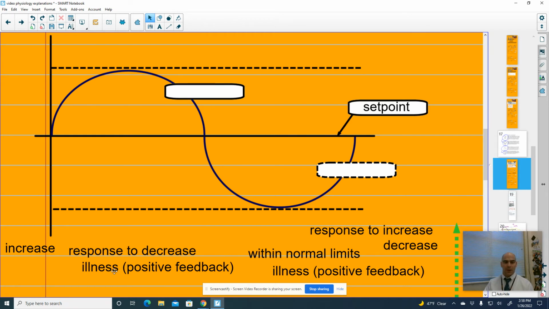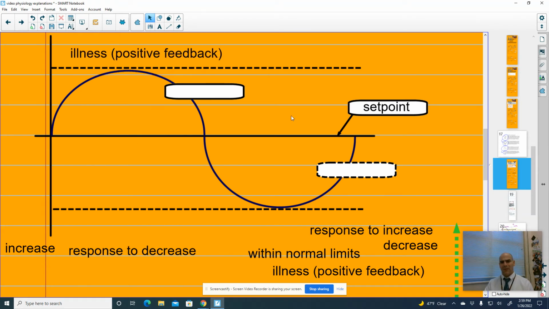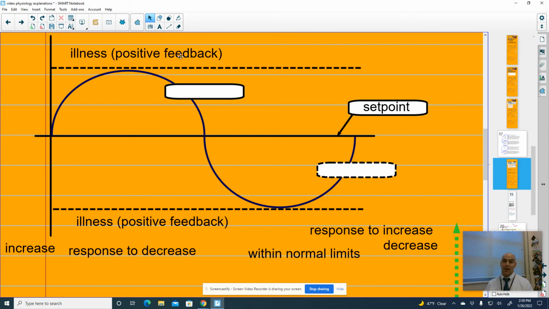So here's how this works. Generally, if we get outside the dotted lines here, if our sine wave goes past the dotted lines, it generally doesn't return to normal without some sort of intervention. That's why we call this an illness. So if you have a set point for a certain value in your body, when we go above the dotted line for that set point, we generally end up ill. Same if we go below. If we drop below the set point, it generally results in an illness, and positive feedback will take over. Like, it will get worse unless you seek some sort of medical intervention.